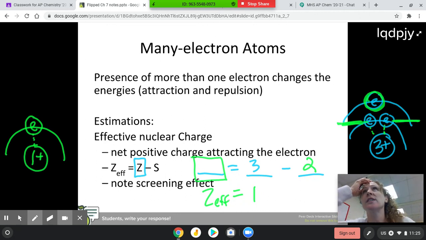So why don't you guys figure out what is the Z effective for fluorine? Let's go to the other side of energy level 2. We just did lithium, right? Let's now do fluorine. Figure out for me, what is the effective nuclear charge, the Z effective, for a valence electron of fluorine? I'll give you 30 seconds. Type it into Pear Deck for me, please.